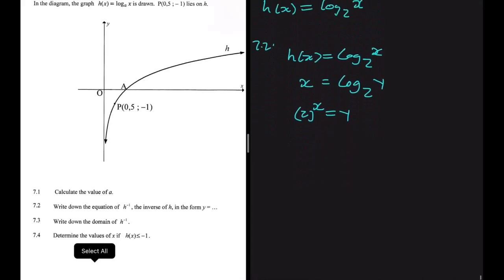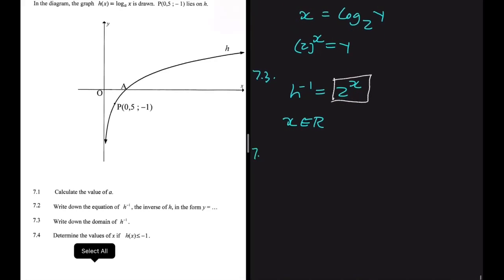And then 7.3 is saying that let's write down the domain of h inverse. So we say that h inverse is equal to 2 to the power x. The inverse of h is defined for all values of x. When we take x closer to negative infinity and we take x closer to positive infinity, there's no issues whatsoever. Even when x is equal to 0, there's no issues. So we know that the domain of h inverse is x, an element of real numbers, right? That function is defined for all possible values of x.